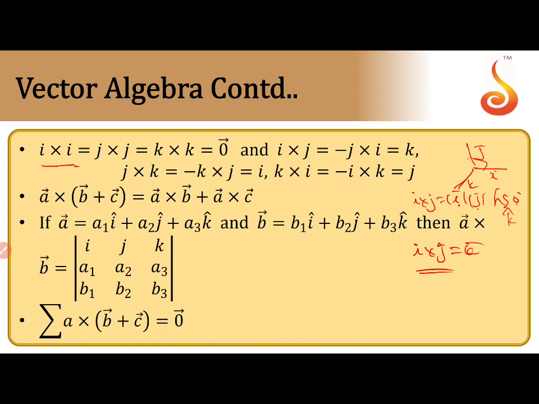Similarly, J cross K equals I and K cross I equals J. If you interchange the two vectors, you will get minus: B cross A comes here. So minus J cross I is the same as I cross J, which equals K bar only. Next, cross product with respect to addition: A cross of B plus C is A cross B plus A cross C.